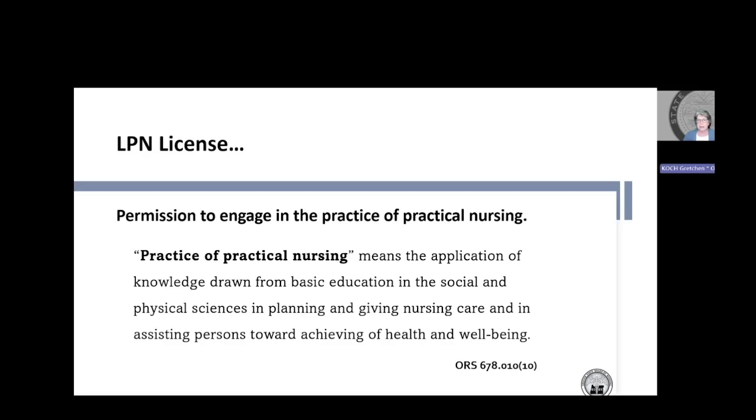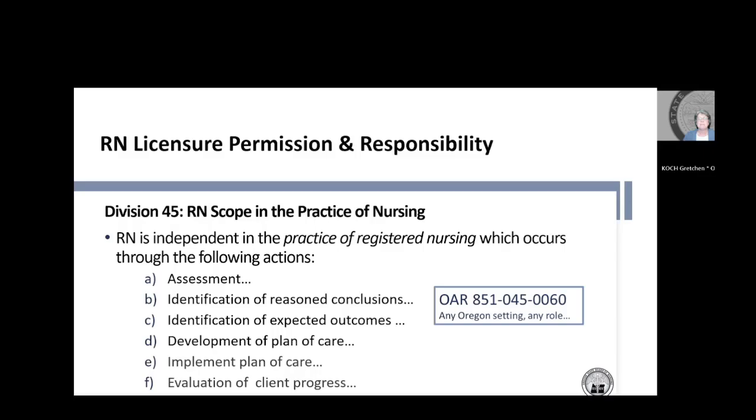I'll now turn to the Chapter 851 Oregon Administrative Rules, and specifically Division 45, because this is where the board establishes scope in the practice of nursing for these two license types, and then operationalizes what that practice of nursing looks like, and identifies specific actions and behaviors expected of all nurses in any Oregon setting and role. The first step again, RN licensure and RN licensure permissions and responsibilities. So Division 45, Rule number 0060, establishes the RN's practice of registered nursing is independent.